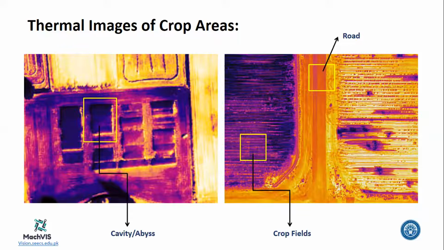If you have a thermal sensor, irrespective of a multispectral sensor, you can actually detect the craters and the cavities because of the reflectance pattern. You can see the crop region here. This is the road.